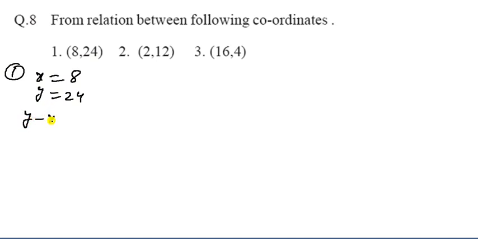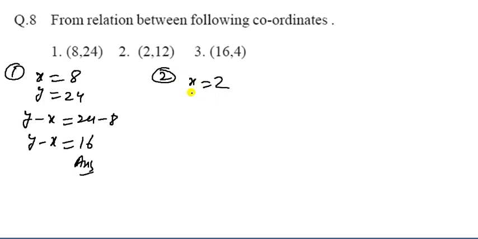So let us see the next, question number 8. Form the relation between the following coordinates. First question: the x coordinate is 8 and the y is given as 24. So you have to write y minus x will be equal to 24 minus 8. So y minus x will be equal to how much? It is 16. So that one is the answer.